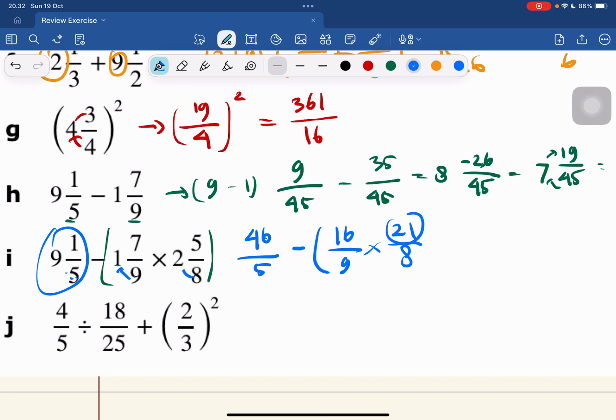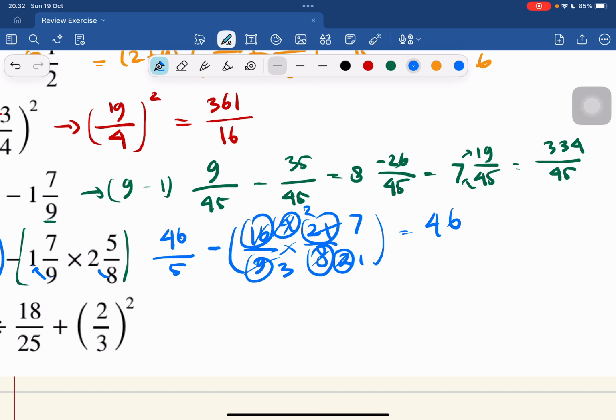So we can simplify it by 3. So it's going to be 3, and this is going to be 7 by 4. It's going to be 2, and this is going to be 4. Okay, we could simplify it again by 4. It's going to be 2 and 1. So let's continue. This is 46 over 5 minus 14 over 3.